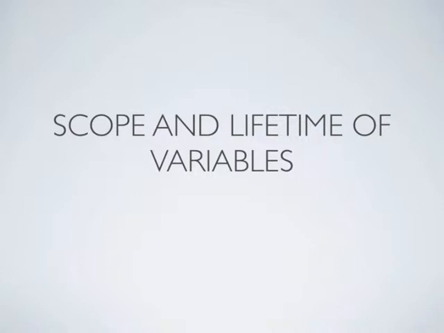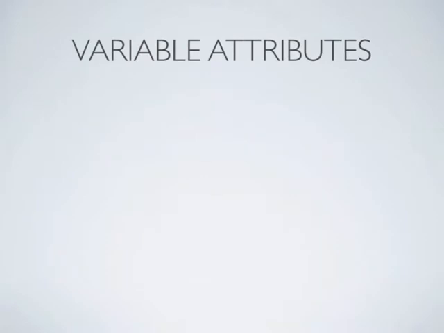Now that we've spent a little time talking about JavaScript functions, this would be an appropriate time to discuss the scope and lifetime of variables. We've talked about variables quite a bit previously. We know that variables have attributes. The attributes we've discussed are the variable's name, value, and data type. All three of those attributes can be used to describe any particular variable.